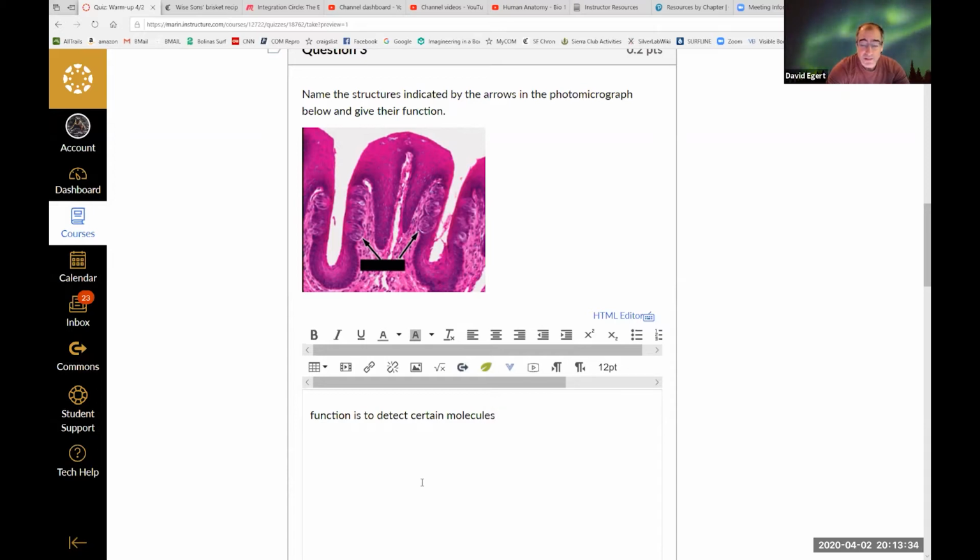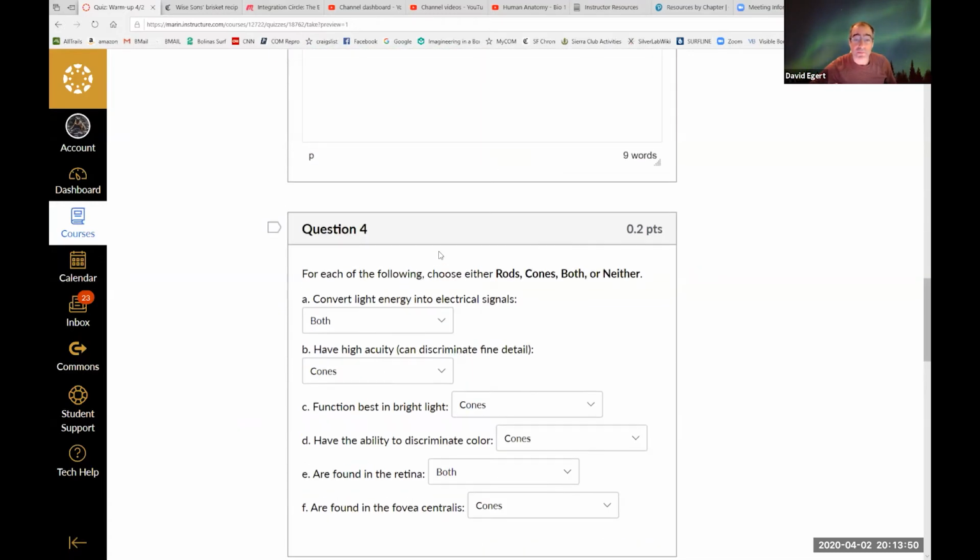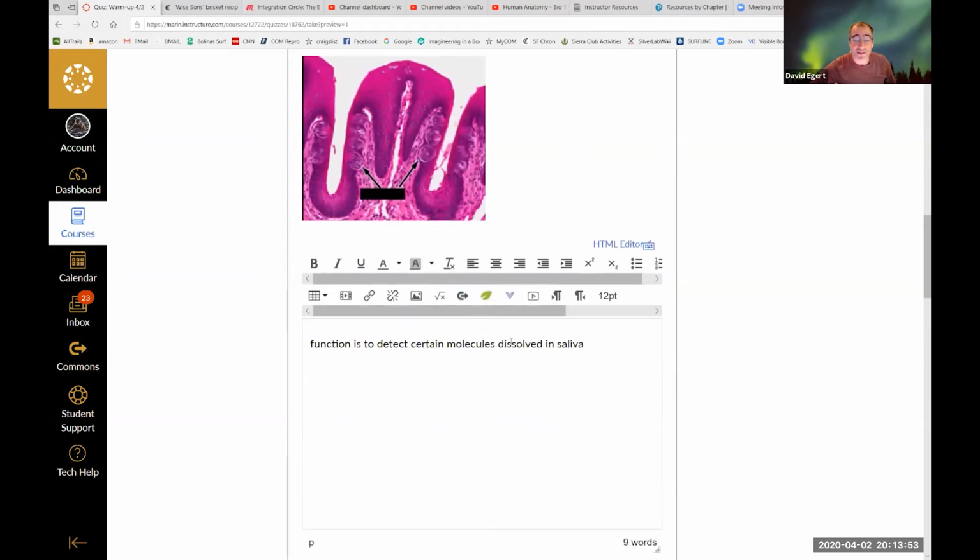In this case, molecules dissolved in your saliva. And when you're smelling, olfaction is to detect molecules that are kind of floating around in the air. So chemoreception. But then once it detects, for instance, sugar, it creates an electrical signal. That's the sensory transduction. Then the electrical signal goes down the nerve, the facial nerve or the glossopharyngeal nerve, to your brain. So you know that that sugar molecule is in your mouth.